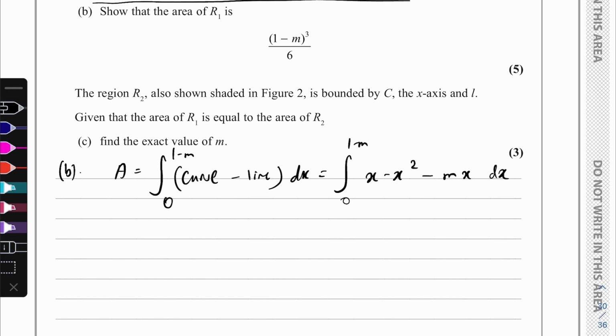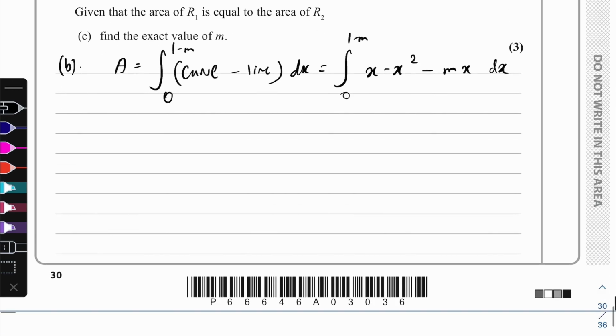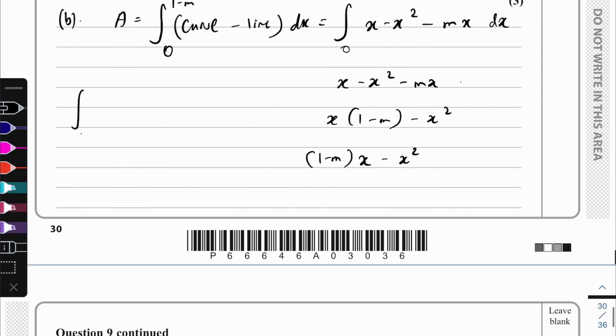Right? Now, can we simplify anything before beginning? Yes, we can. x minus x squared minus mx can be simplified. We can have x on its own, (1 minus m) x minus x squared. Now this is a constant, so let's put it in the front. So now let's redo this: the integral from 0 to 1 minus m of (1 minus m)x minus x squared dx.